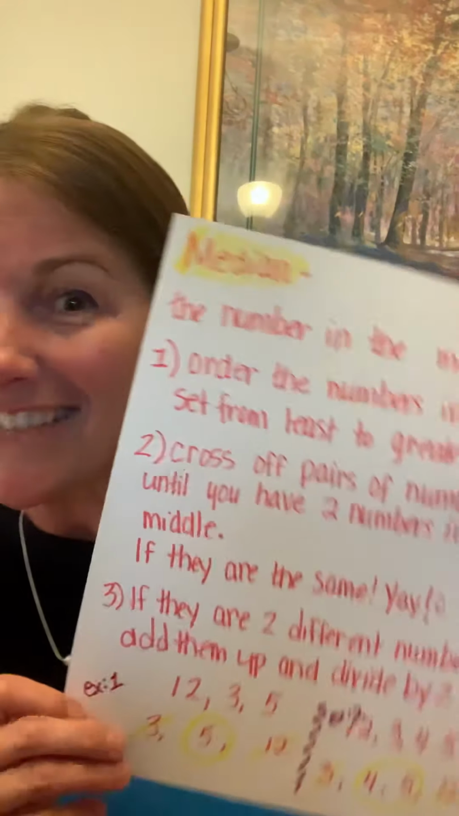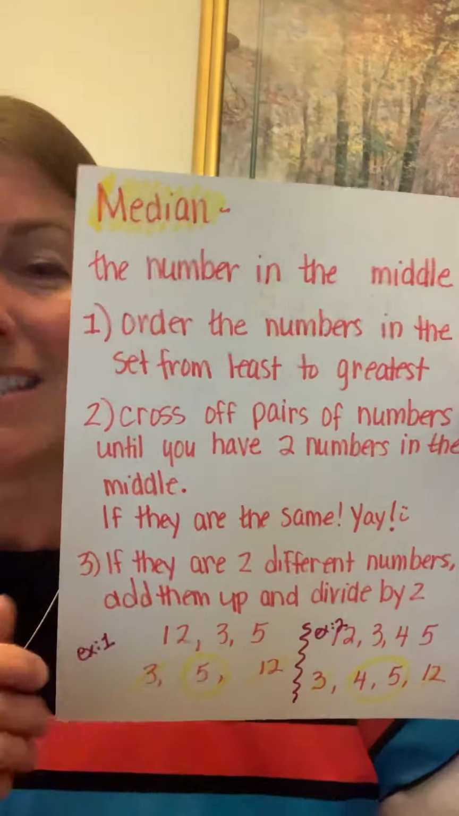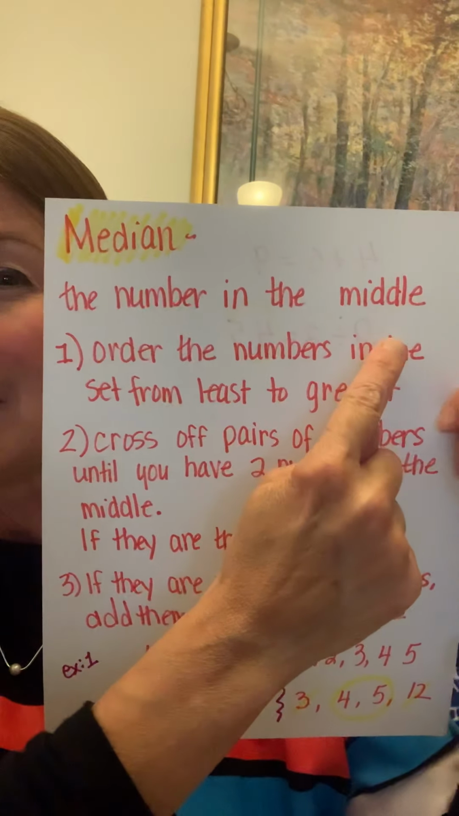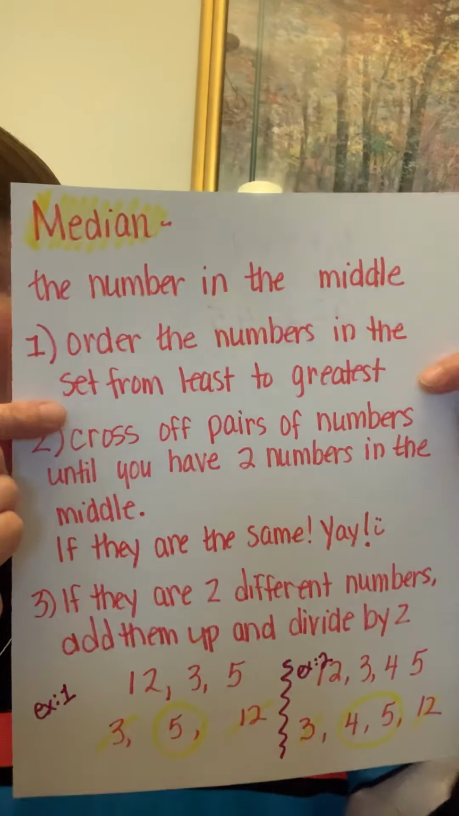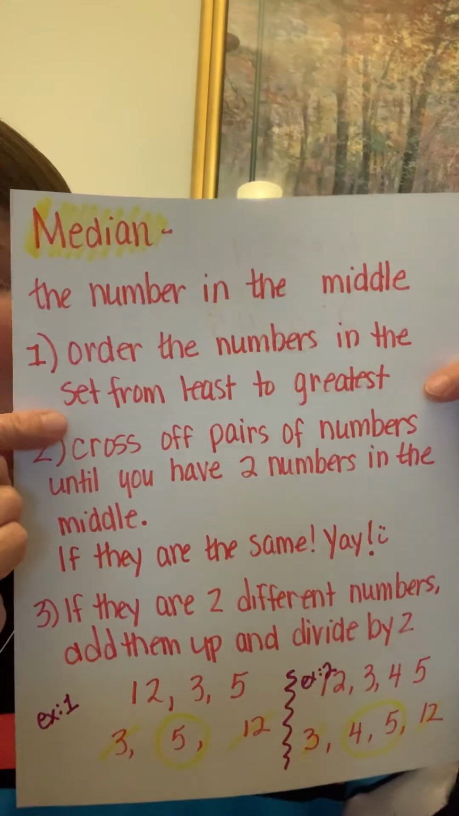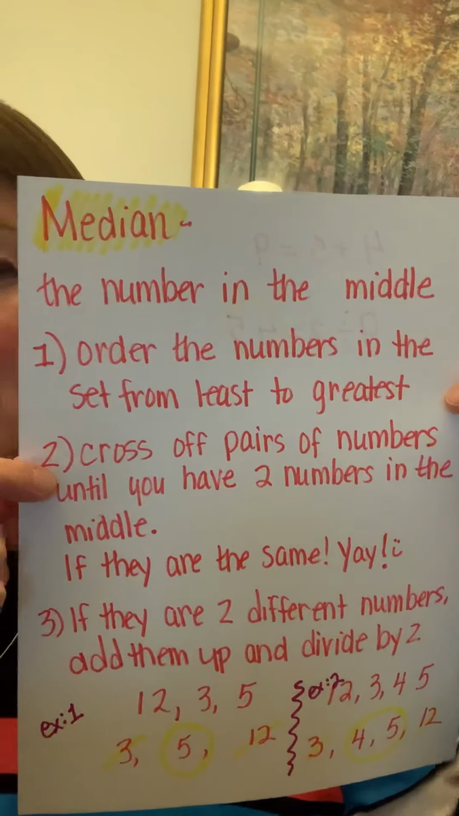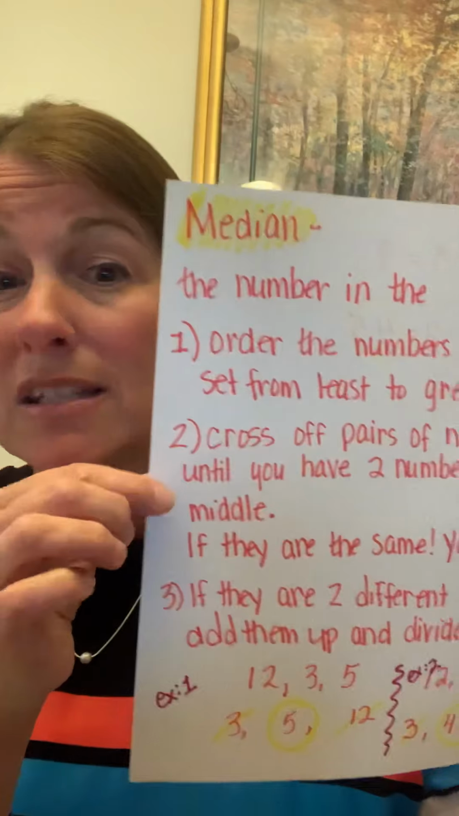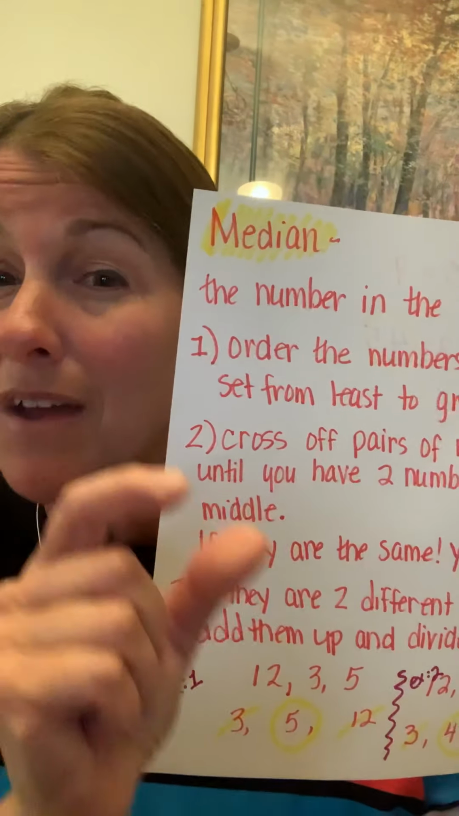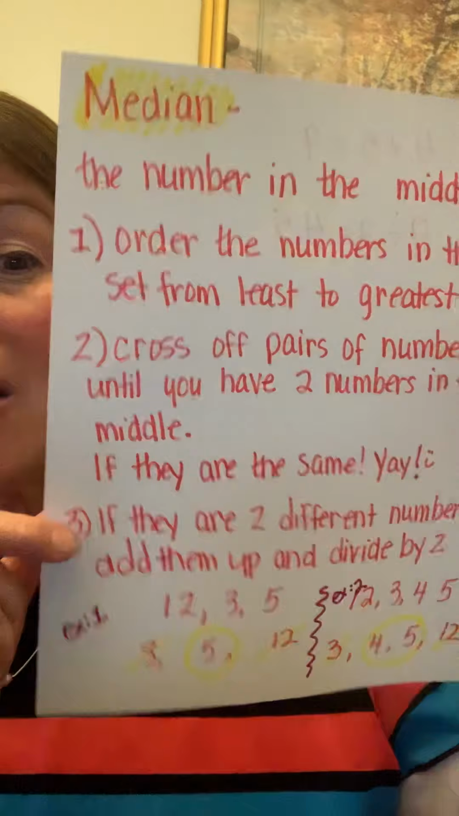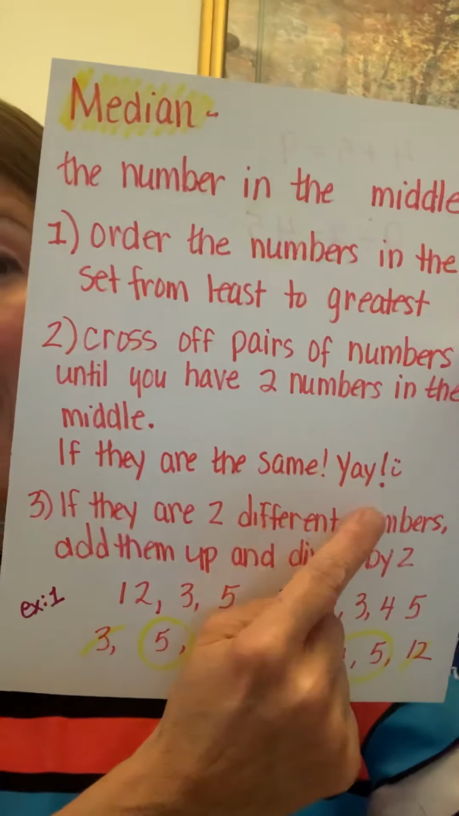It's really good. All right, the next one we're going to do is the median. The median is one of my favorites because it's so fun. It's finding the number in the middle. The first thing you do is order the numbers from least to greatest, that's the smallest number to the largest number. And then you cross off the pairs of numbers starting at one side and then the other side. You cross them off until you get one last pair of numbers in the middle. And if the numbers are the same, yay, that's your median. But if you have two different numbers, then you have to find the mean of those two numbers as well.